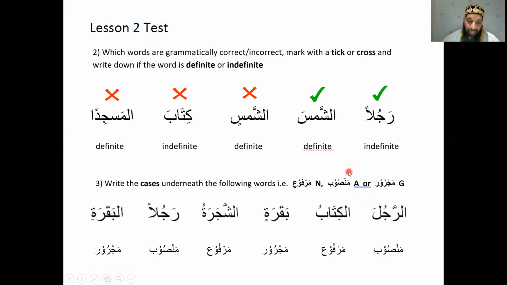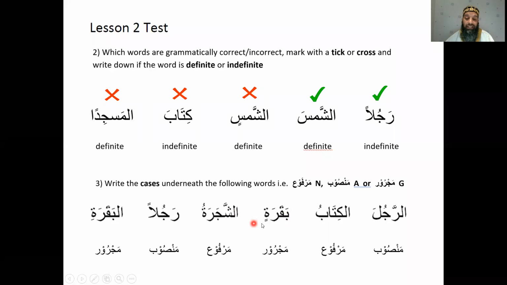Write the cases under the following words. So al-baqarati is majroor because it has an ending of kasra. Rajulan is mansoob because it has a double fatha. Ash-shajaratu is marfu because it has one dhamma. What happens if it had two dhammas? Would it still be marfu? Yes. But then the grammar would be wrong, but yeah, it'll still be marfu.